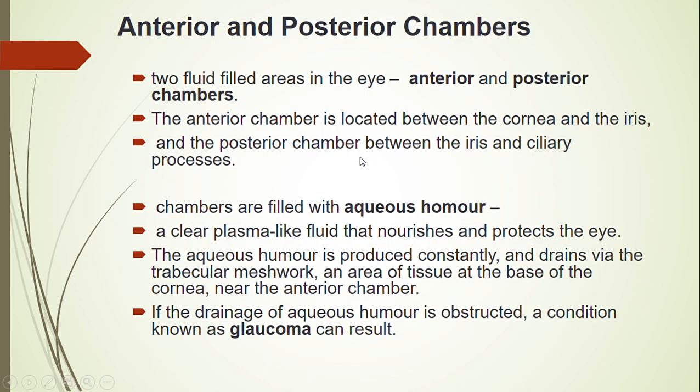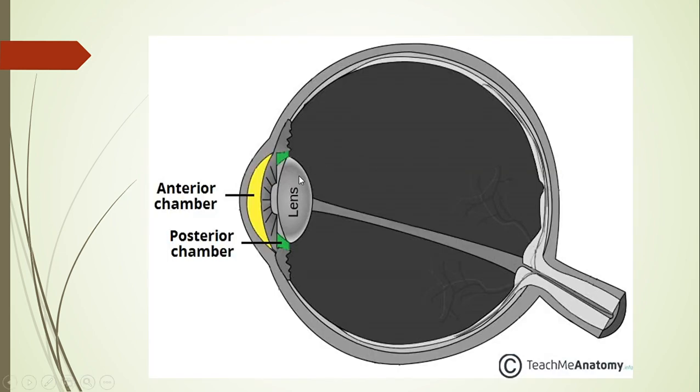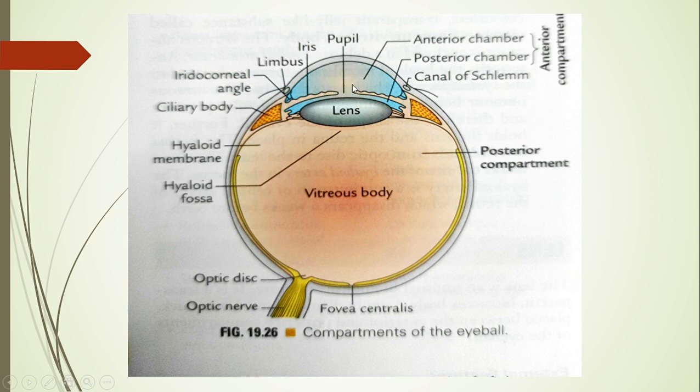Then there are two cavities which are named the anterior chamber and posterior chamber. Here we can also see the anterior chamber and posterior chamber. The blue colored area in this diagram represents the anterior chamber and the posterior chamber. They are the cavities seen between the cornea and the lens, which are divided into anterior and posterior chambers by means of the iris.